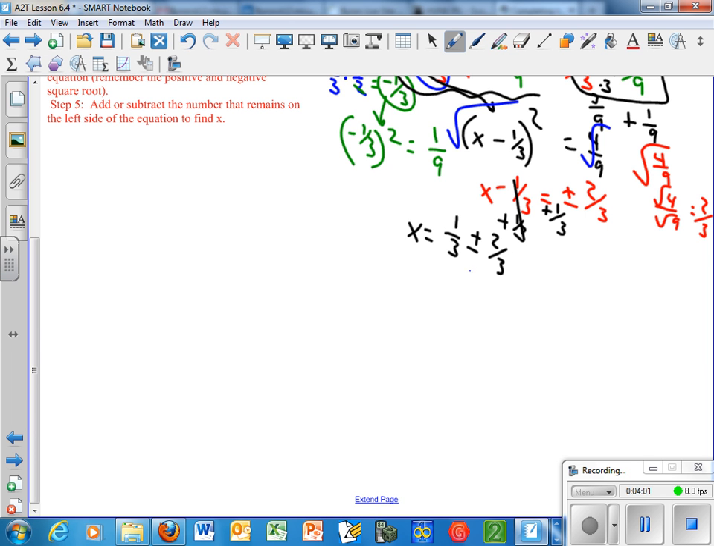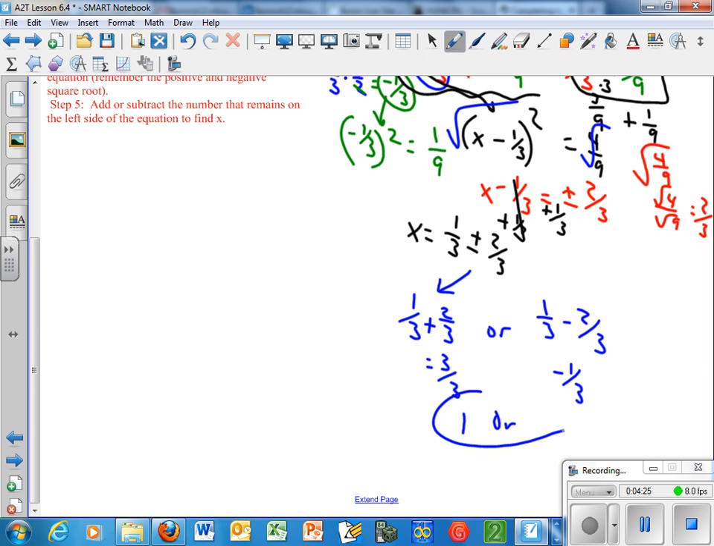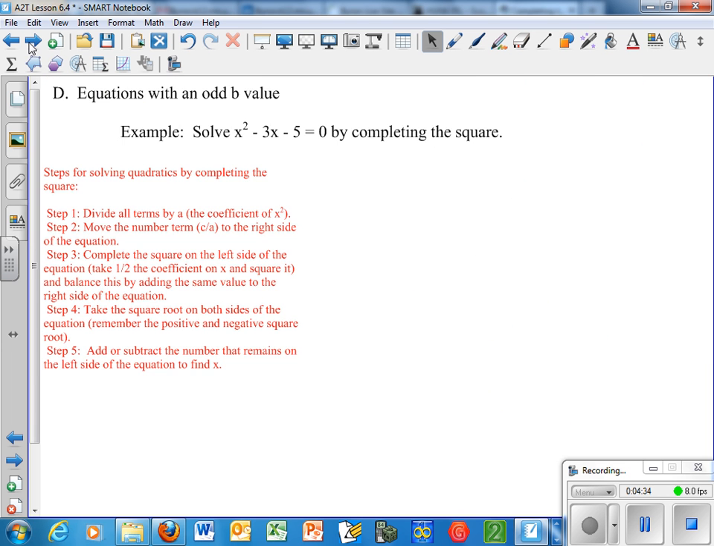I'm going to take 1/3 plus 2/3. And my other one, I'm going to do 1/3 minus 2/3. We already have common denominators, so this will equal 3/3, or 1. This one will equal 1 minus 2 is negative 1/3. So we get 1 or negative 1/3. Please do not give decimals. I want fraction answers when you go through this. So 1 or negative 1/3.